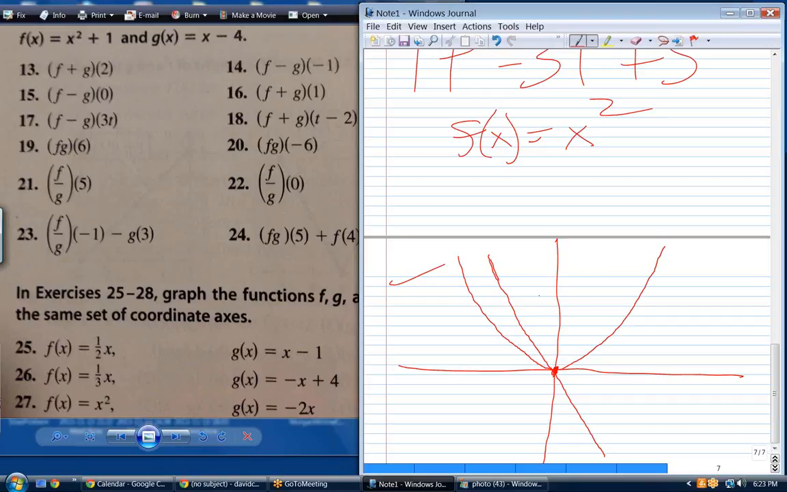Well, let's start on the left side because that's easier. If I want to know what point is at -1, and I'm adding them together, I'm going to add this value plus that value. So, there, maybe? Oh, okay. So that's my new f plus g.